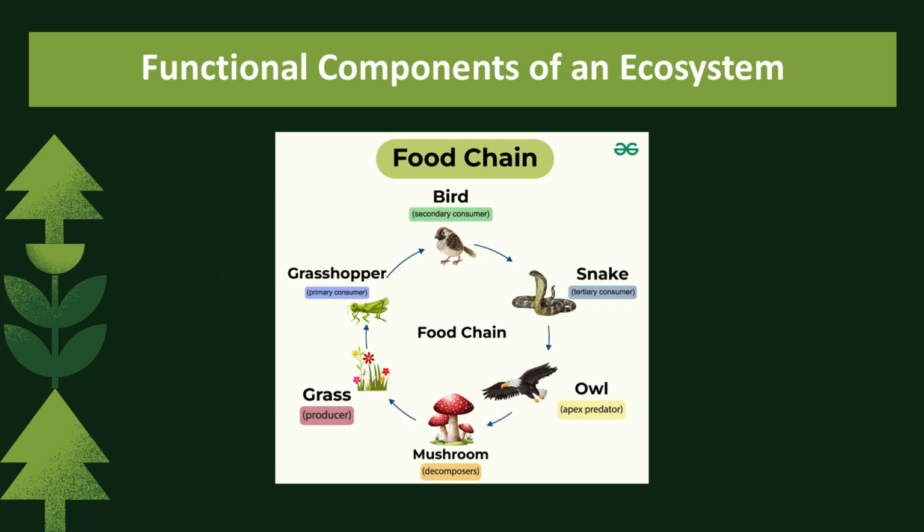This diagram illustrates the intricate relationships between different functional components in an ecosystem. Notice how energy flows from producers through various levels of consumers, and how decomposers connect back to the producers, completing the cycle. This visual representation helps us understand the complex web of interactions that maintain ecosystem balance.